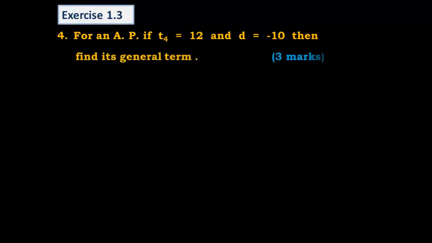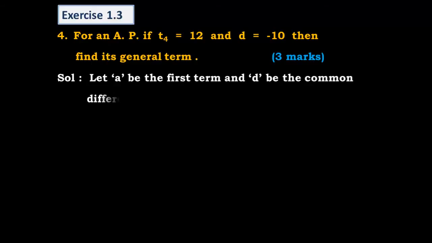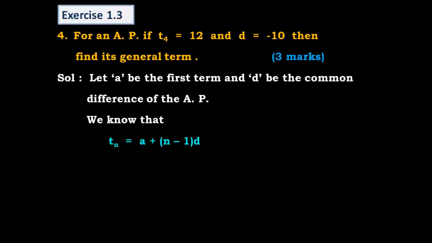For an AP, T4 is equal to 12 and D is equal to minus 10. Then find its general term. We require its general term. So A is the first term and the common difference D is given. So see student, we know that Tn is equal to A plus n minus 1 D. And it is given T4, the fourth term is given. So we can put n is equal to 4.